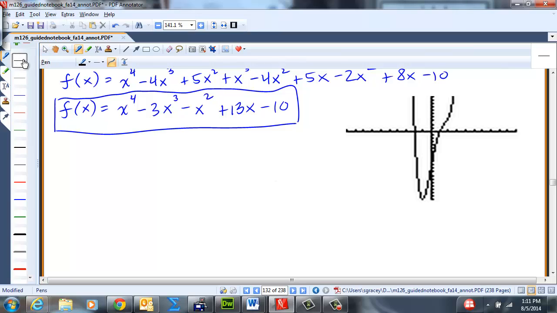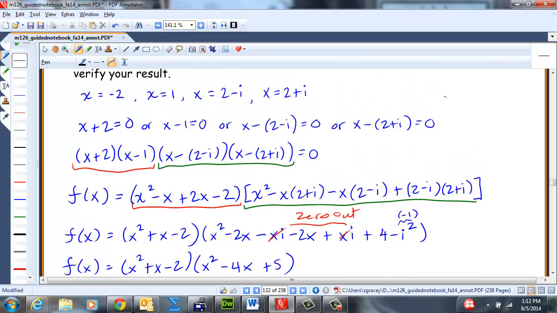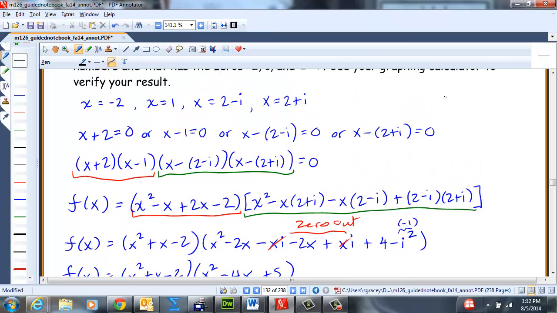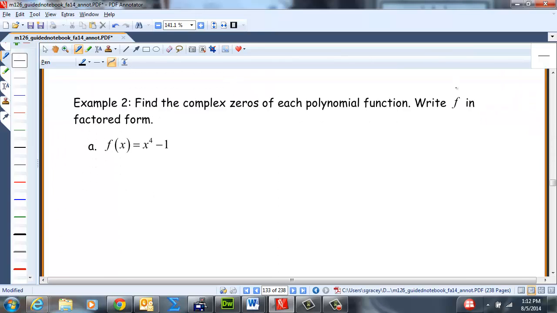So our scale was negative 20 and 10. And we're all set. So if you look at the zeros that we were given, the real zeros were at negative 2 and 1, and the other two were complex. So do you see negative 2 and 1, and then we've got this little hump over here, which is where the complex stuff is happening, I'm thinking. Okay? All right. Okay, so here we go.